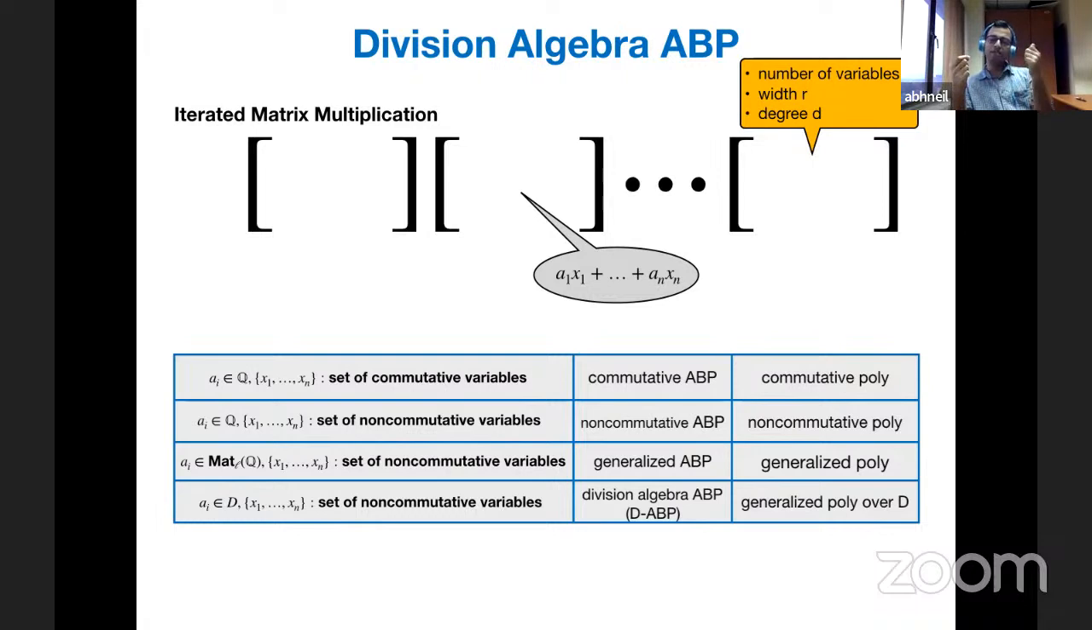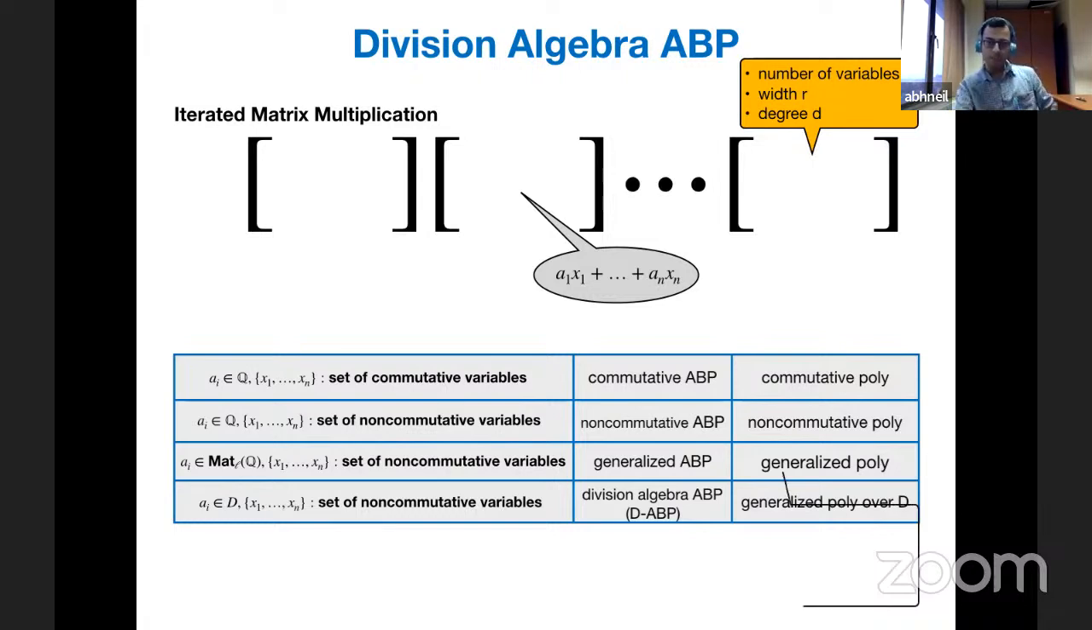Now, if these a_i's are field entries, say from the rationals, and these variables x_i are commuting, then we call it a commutative ABP. Our polynomial is some entry of this product of the matrices, and it is computing a commutative polynomial. If the variables are non-commuting and the coefficients are still from the rationals, then we call it a non-commutative ABP, and it is computing a non-commutative polynomial. Okay.